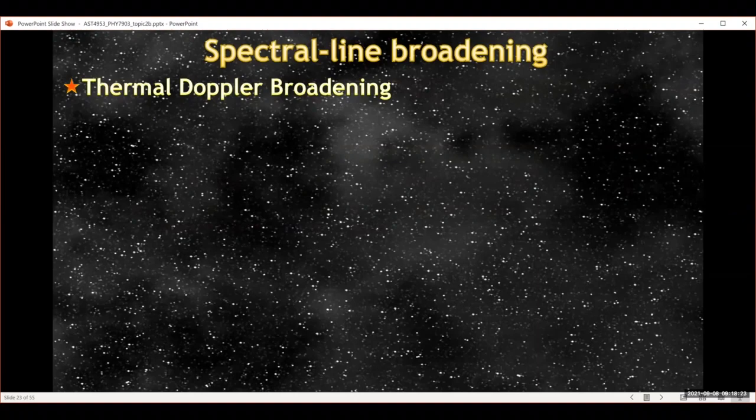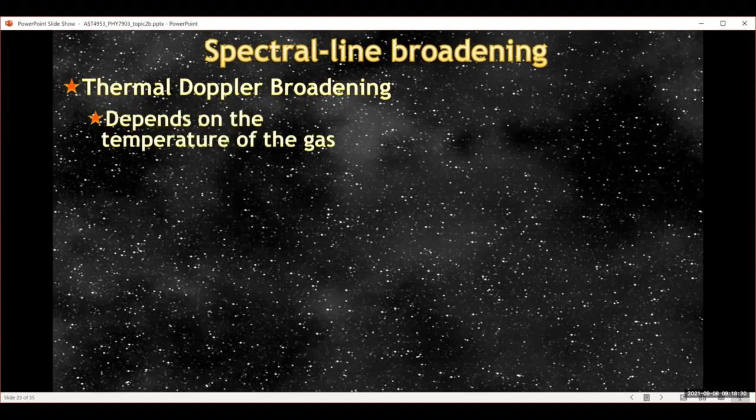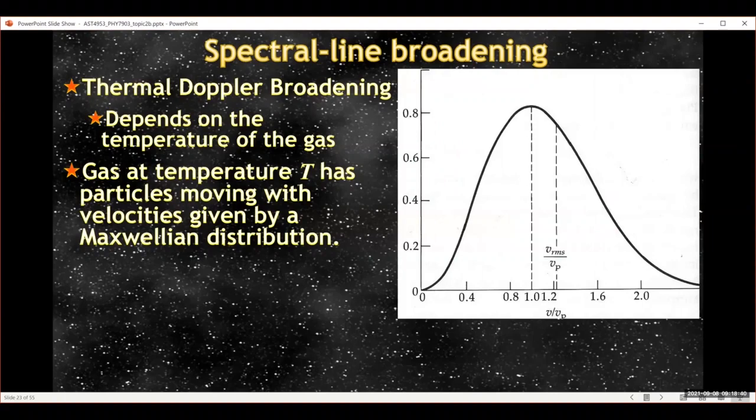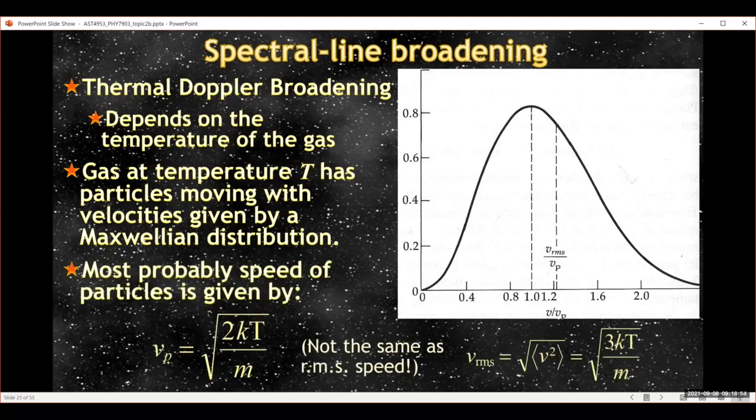Now, there are other ways that lines get broadened that have a much bigger effect than the natural line broadening. The most obvious one is the thermal Doppler broadening. This depends on the temperature of the gas. When we have a gas at temperature T, the particles are moving with a velocity that's determined by that temperature. Here you can see a Maxwellian distribution, and what you've got is a most probable speed. In here, that's marked as 1. That's the peak. But that's different from the RMS speed. The most probable speed is given by this equation here.